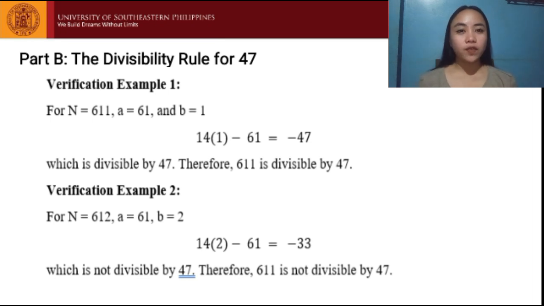And for our second verification example, let n equal 612. So a is still 61 and b is now 2. Following the same rule, 14 times 2 minus 61 equals negative 33. Since negative 33 cannot be divided evenly by 47, this tells us that 612 is not divisible by 47, which is correct. These 2 examples show that our rule gives the right answer both when a number is divisible by 47 and when it is not.